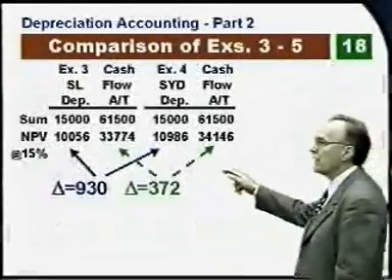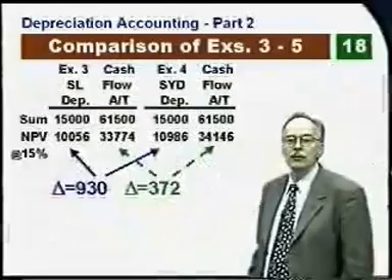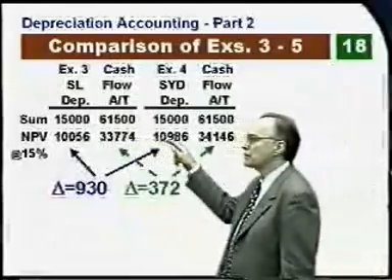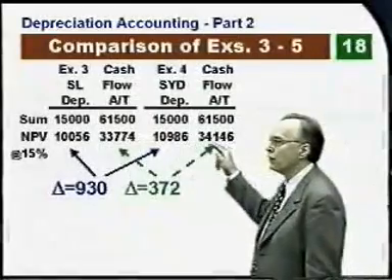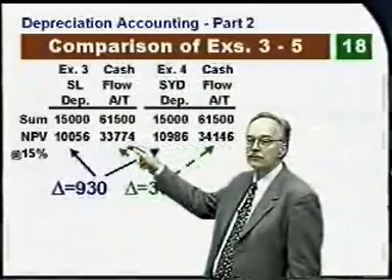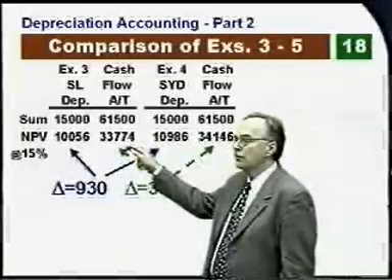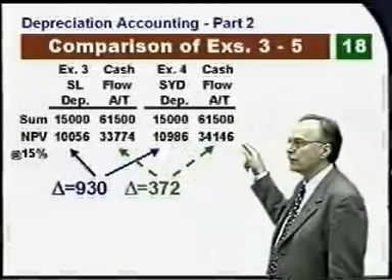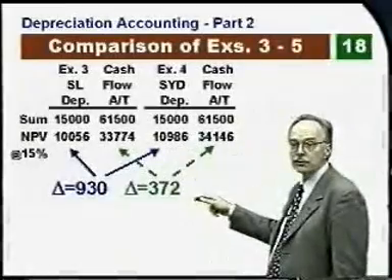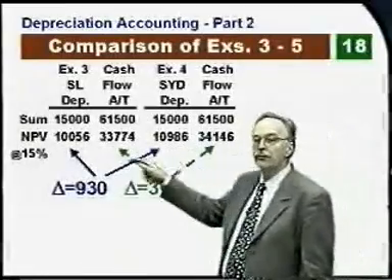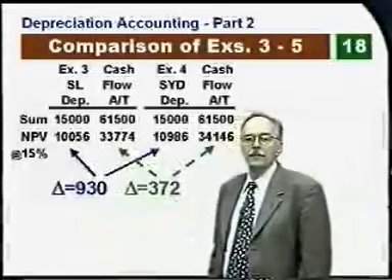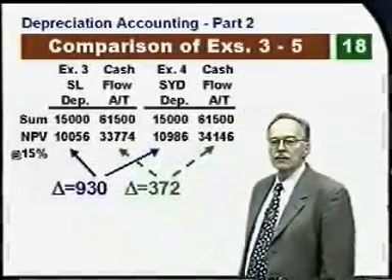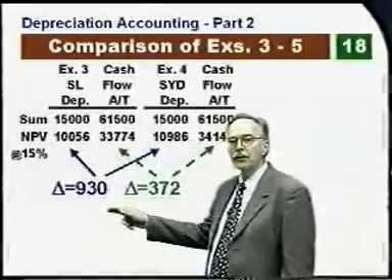And we can compare that using net present value, for example. We can compute the net present value of the cash flow after taxes for both examples 3 and 4. For example 3, the net present value of the cash flow after tax is $33,774. In example 4, it's $34,146. That's a difference of $372. We can also do that for the depreciation. Compute the net present value of the depreciation expenses. That leads to a difference of $930.